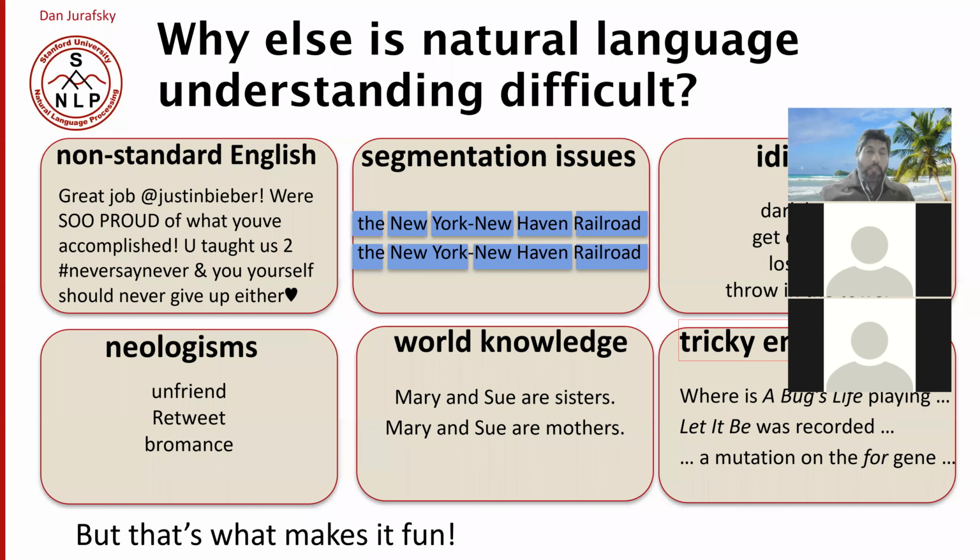So entity names can be very tricky. For example, names of movies. Where is A Bug's Life playing? A Bug's Life is a movie name. But if you don't know that this is a movie name, then the meaning of this sentence becomes totally different.